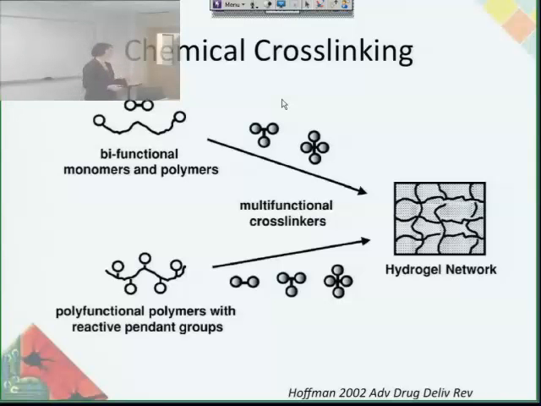You could also have polyfunctional polymers where their pendant side chains are reactive, and then they form a crosslink. You don't need a crosslinker to actually connect them if they have their own long enough side chain that could connect to another one, and then that would form a network.